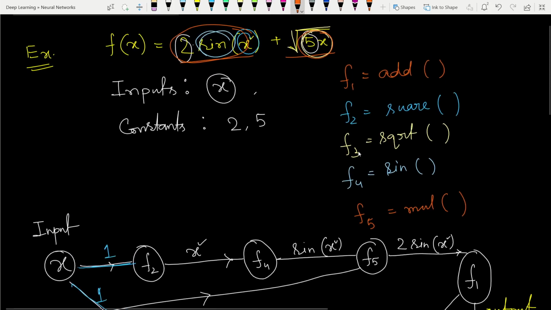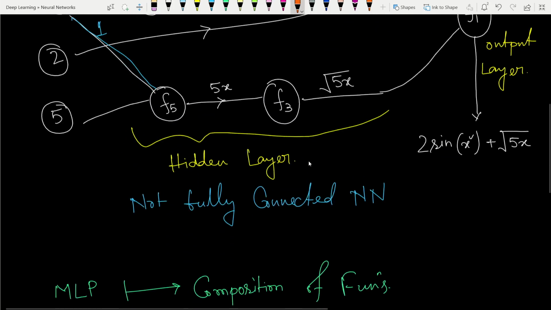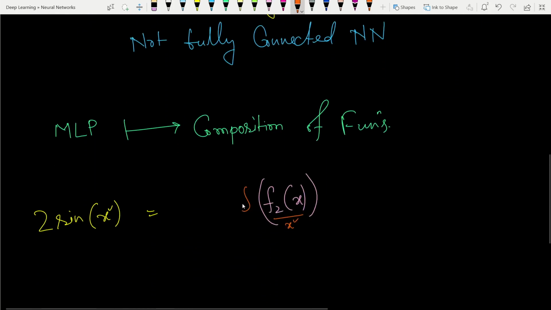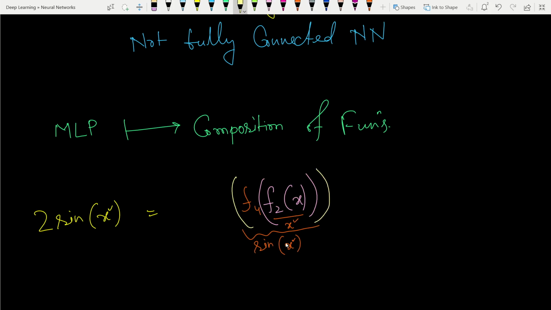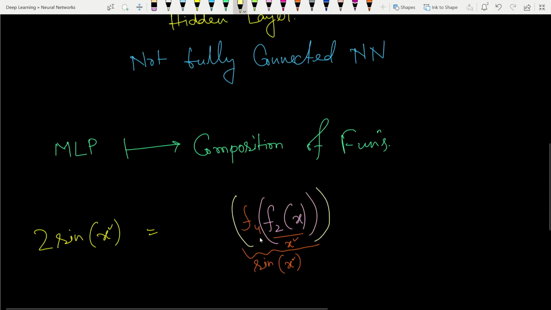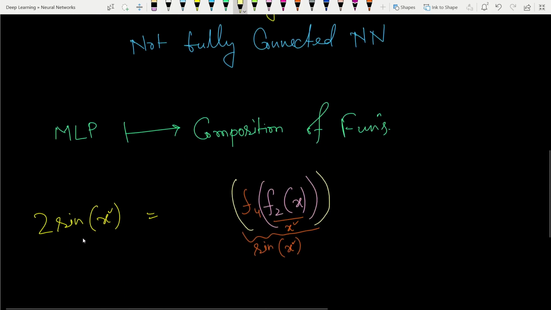Sine function is f4 here. So f4 applied to these terms is called sine of x square. Now let's use a different color. We take the whole thing, sine x square, as the input, and want to produce the function 2 times sine x square. If we want to produce 2 sine x square, then one more input is required.